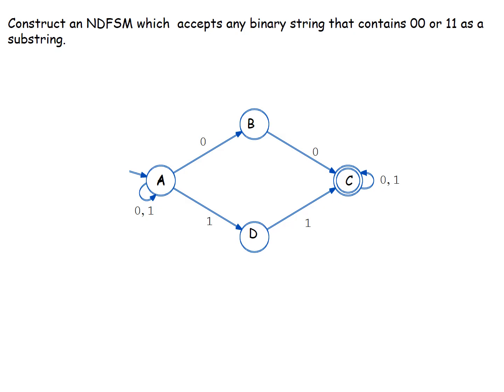Before that also, it can start with any zeros and ones followed by the substring 00 and ended with any combination of 0 and 1. So it is accepting it. Or your string has substring 11, it can start with any combination followed by substring 11 and ended with 0 comma 1, right? Any combination. Like this you can do n number of problems.